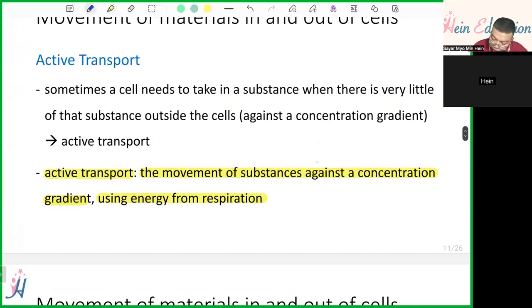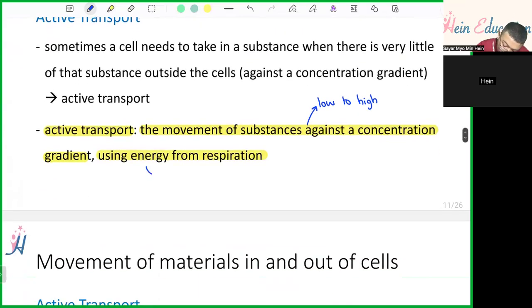Against a concentration gradient, meaning it's a movement of molecules or particles from low to high concentration. In this case, not from high to low concentration, it is low to high concentration. So against a concentration gradient, using energy in the form of ATP, right? So ATP from respiration, and it's also using carrier protein.